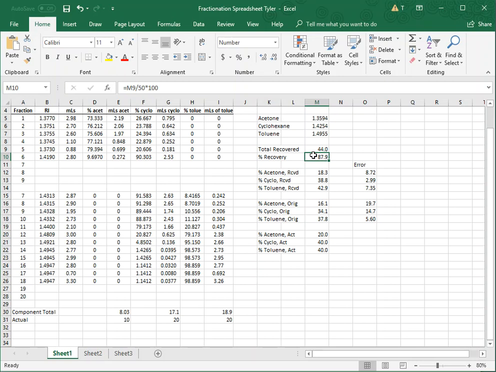You could probably use a little bit of common sense to answer that question, but that's what that's for, all right? Then you're going to see a whole section down here that says percent of acetone RCVD. That means recovered, all right? Percent of cyclohexane recovered and percent of toluene recovered. So the recovered basically is based on your total amount that you recovered from the fractionation process. We know that you're going to lose some.